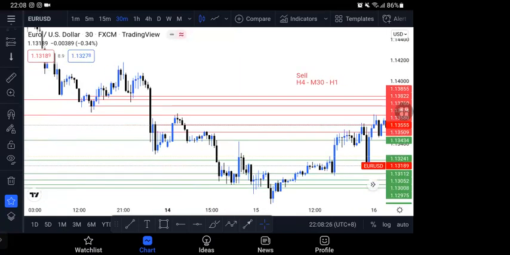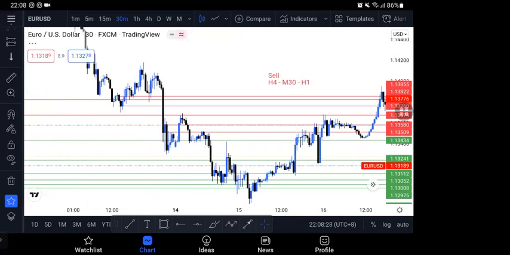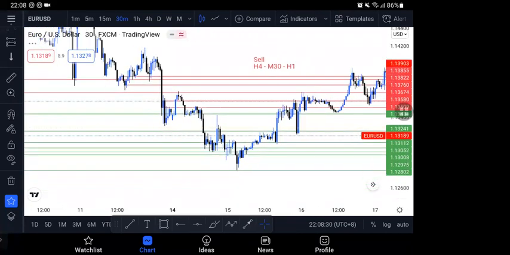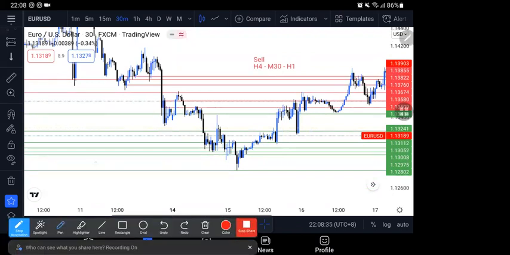Just like from the start, I'm going to recap. From the starting, what are we starting with? We are starting with daily buy. And then we have H4 sell. Let me write it clearly. Firstly, we have daily buy. Secondly, we have the H4 sell.